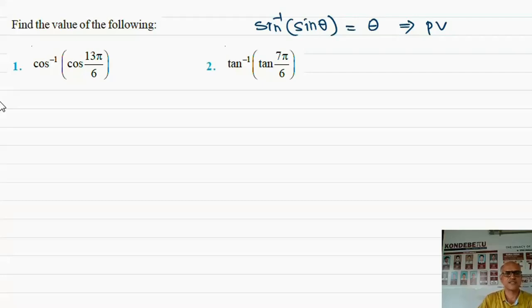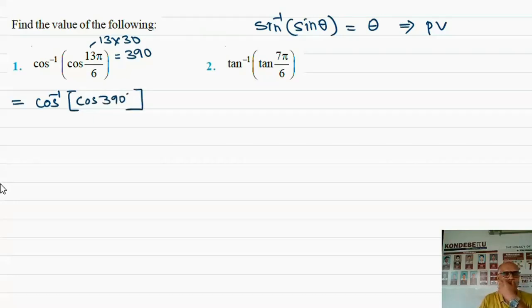First I will convert this radian to degree, which will make it easy to understand. 13 into pi by 6, where pi by 6 is 30 degree, so 13 into 30 will be 390 degree. So this is equal to cos inverse of cos 390 degree.